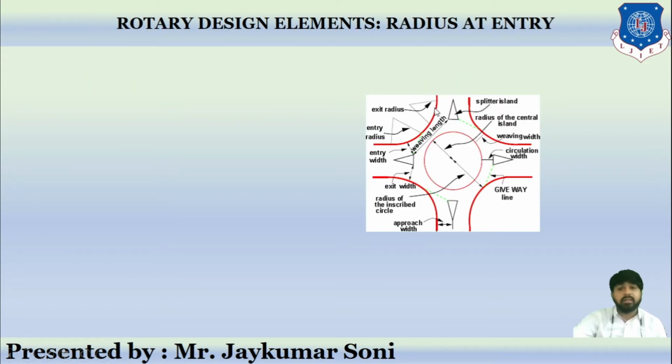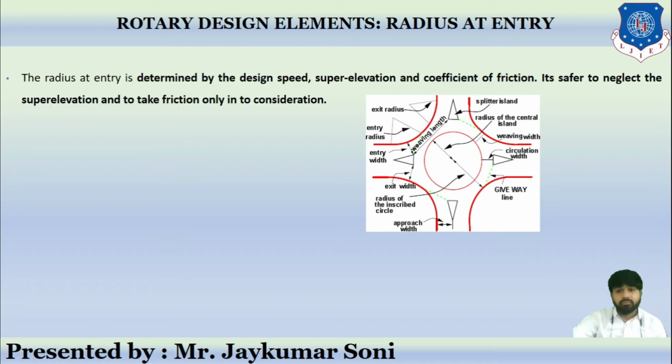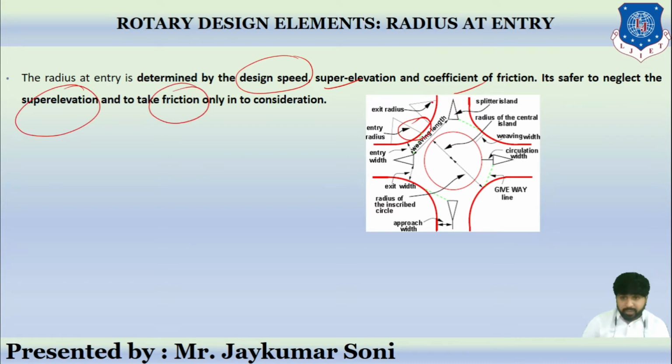Let us discuss the radius at entry. This is called the radius at entry. The radius at entry is determined by the design speed. We have learned that in an urban area that will be 30, and if it is a rural area that will be 40. Super elevation and coefficient of friction: it is safer if we neglect the super elevation and only take friction into consideration, because in case of rotary movement, circular movement, the super elevation can cause issues to the vehicle user.